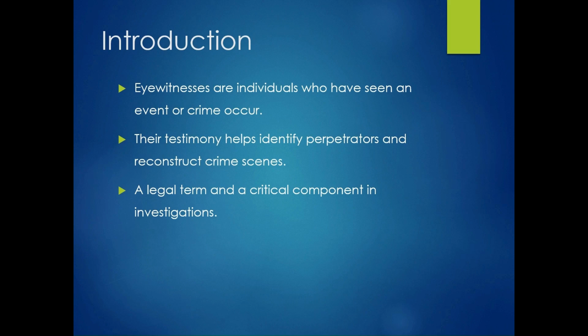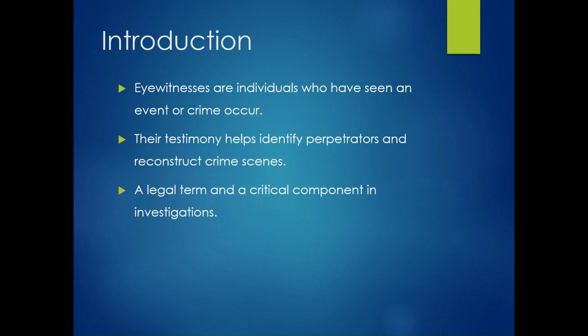Let's see first what it means to be an eyewitness. So, an eyewitness is someone who has directly seen an event or a crime happening right in front of their eyes. Their observation can be of the suspect, the crime scene, or the sequence of actions. So, eyewitnesses play a crucial role in identifying offenders, reconstructing the crime scenes, and also establishing facts.